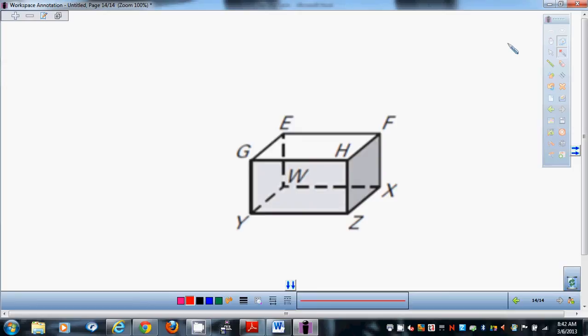What line is perpendicular to GY? There you go. What line is perpendicular to GY? And it turns out that could be several answers. So it'd probably be like going through point Y. That'd be YZ or WY. Very good. Yes, sir. What line? Ooh, nice. Skew to GH. What is a line skew to line GH?